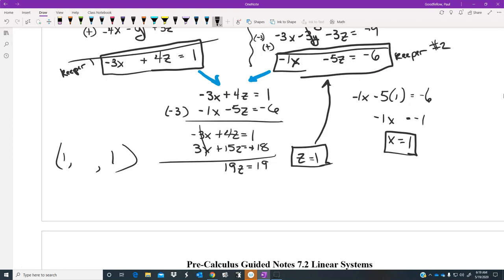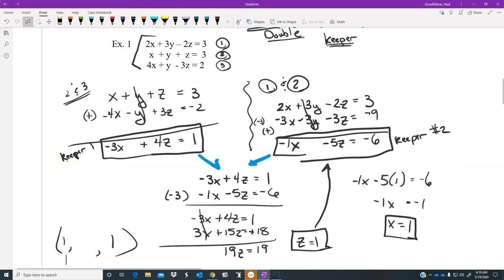And then last but not least, you could recycle those 2 answers into an original. And I usually go for the easiest original. We've got 1 and 1 for x and y. And I think the easiest original would probably be this one: x and y and z all add up to 3. That must mean that z is 1 as well. So there's your ordered triple right there.